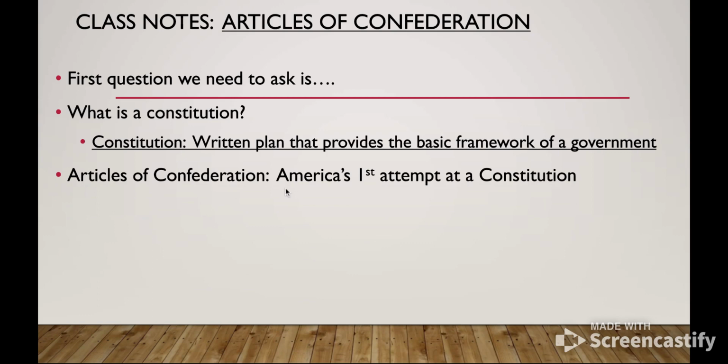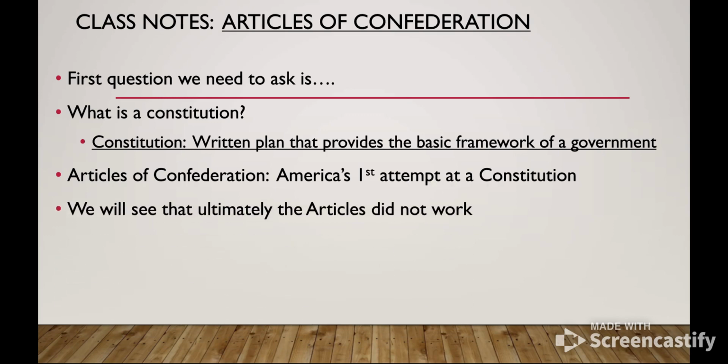The Articles of Confederation was America's first attempt at a constitution. So keyword here is attempt. What we're insinuating or implying here is it didn't work, and we'll see that. We'll see why it failed and why they ended up scrapping it and writing a new constitution, which we have today. So it was called the Articles of Confederation.